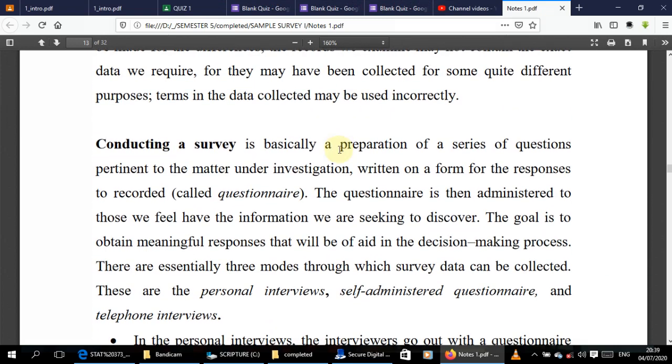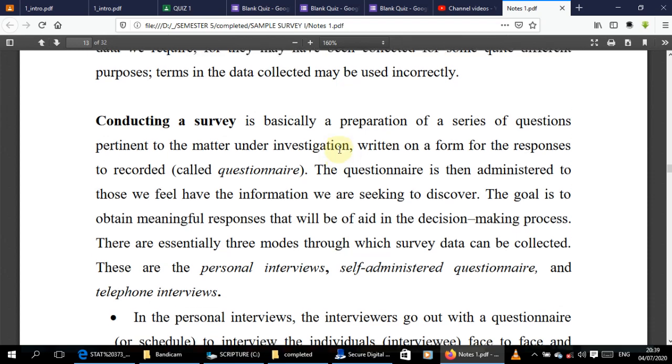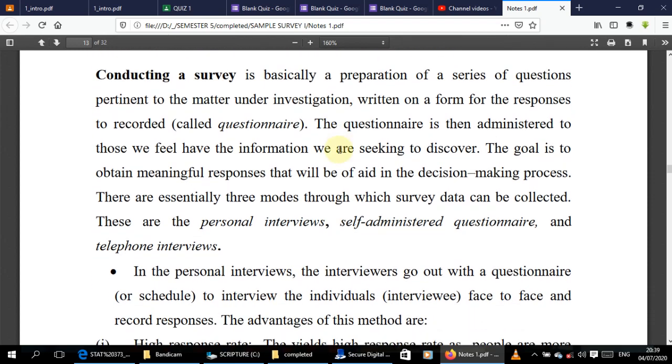So, conducting a survey. In conducting a survey, it means you set up everything yourself, and most especially you use a questionnaire to get your data.